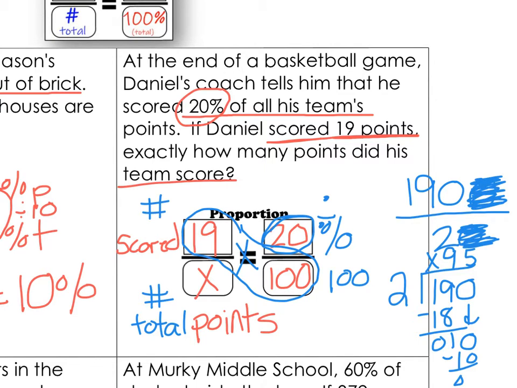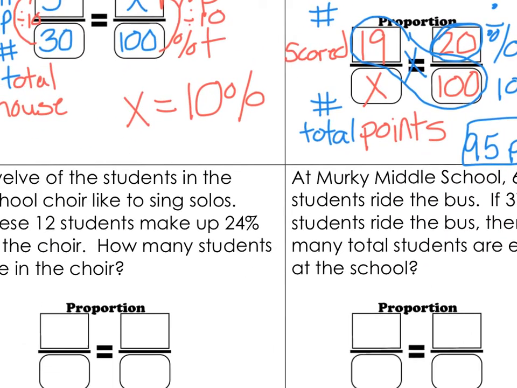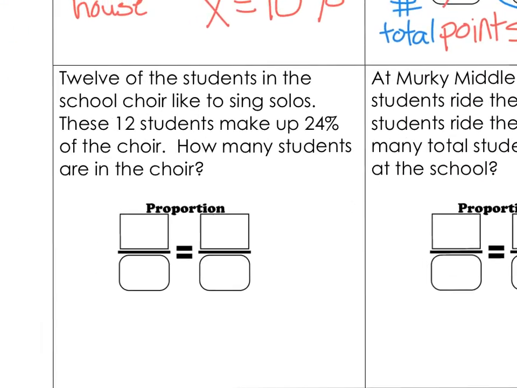So here, the total amount of points that Daniel's team scored would be 95. So here we have 95 points would be our answer. Okay? All right, let's do another one.